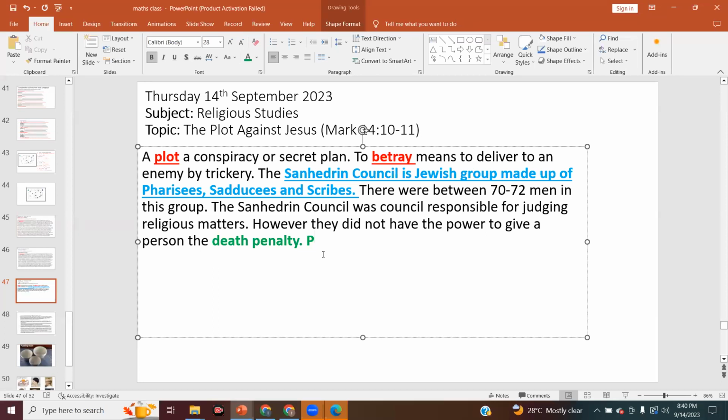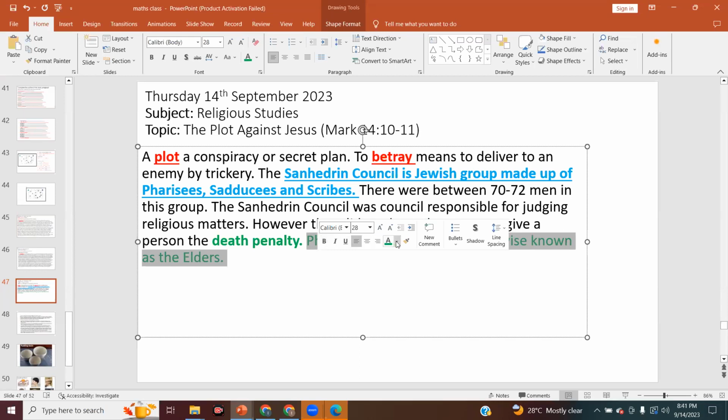Now, the Pharisees of this group were otherwise known as the elders. So the Pharisees were known as the elders, okay? All right.